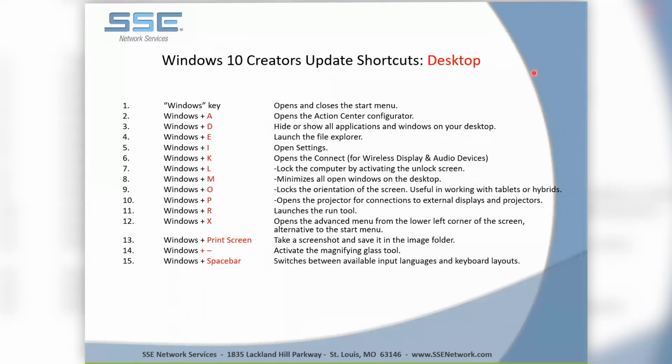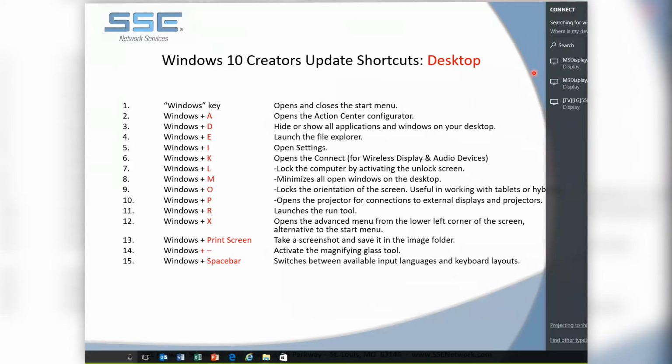Now, a lot of folks, if you're using a Surface or a laptop and you're out connecting to wireless displays, it's helpful to know that there is a Windows K menu. If you select that, it will bring up all the wireless display devices that are nearby to allow you to very easily select and connect to those particular devices.